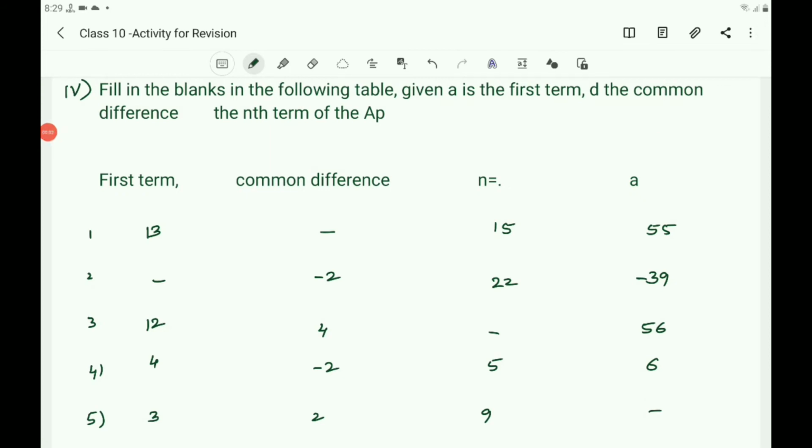Then fourth main question, fill in the blanks in the following table. Given a is the first term and d the common difference, and the nth term of ap is an. Here the first one you take, first term is given, that is a. Common difference d is to be find out. Then number of terms are given. And the last term, the nth term is given, that is 55. So you note down what are given here.